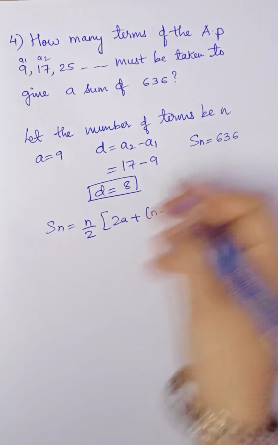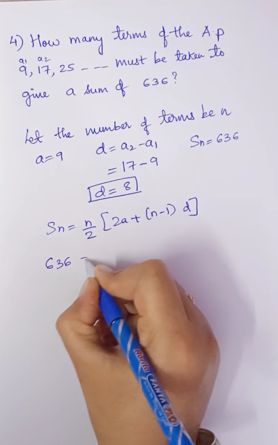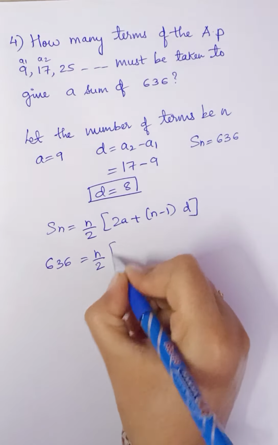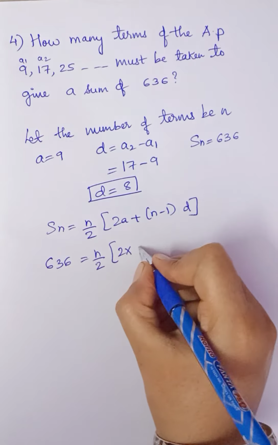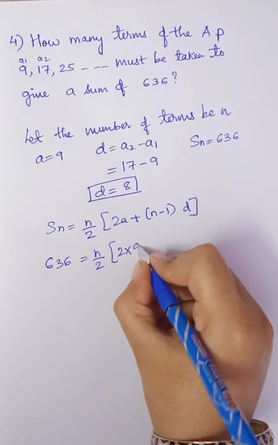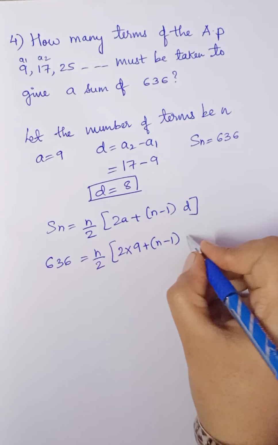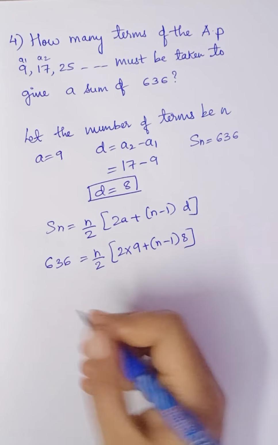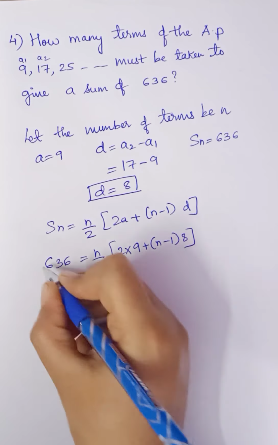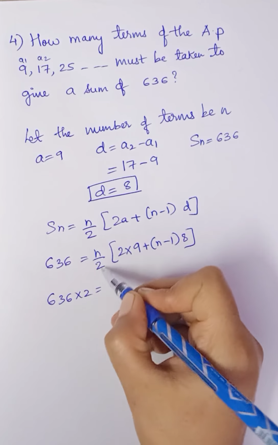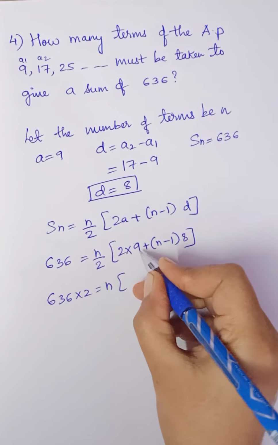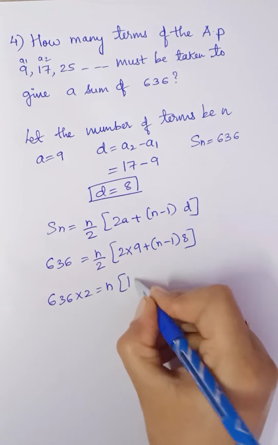Now Sn is given, that is 636. So 636 is equal to n, not given, keep it as it is, by 2. 2 into a is what? First term, that is 9, plus (n minus 1). d is how much? 8. Substitute the values. Now the 2 I am going to shift here, and n I am going to keep as it is. So 636 into 2. When you shift 2 from the denominator, it gets multiplied here. So 636 into 2, and n you keep as it is, into 18 plus (n minus 1) into 8.